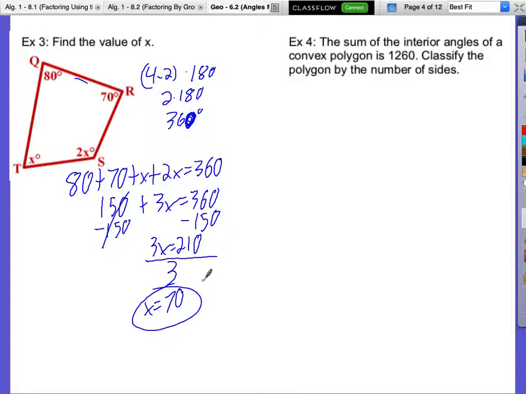Could we go back and plug it in if we were asked to find angle S or something like that? Yeah, we could. I plugged it in just to make sure. That's a good idea. Riley plugged it back into T and S and then added it up again just to make sure she was right. That's the way we can check these.